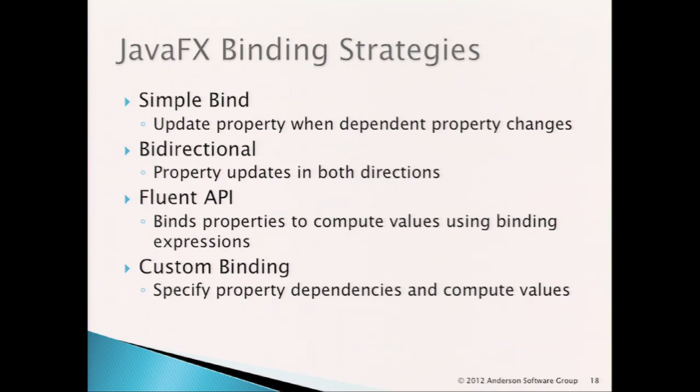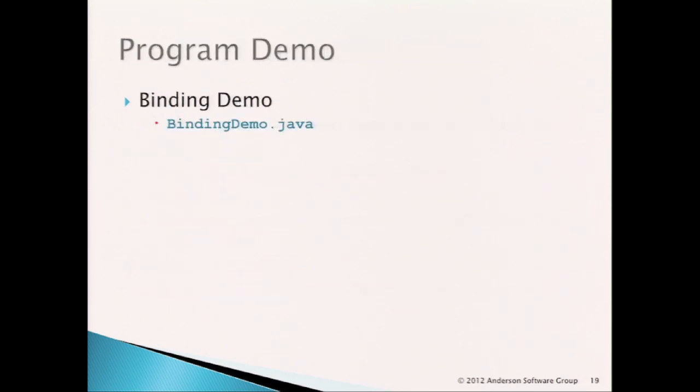You can also bind properties to compute values using built-in binding expressions, and this is called the Fluent API in JavaFX, and we'll show you some examples of that coming up. And then when you just have to have it your own way because there's no other way to do it, you can specify your own custom binder, and then you have a lot of power here. You can specify property dependencies and arrange to have callbacks to a compute value method where you can do whatever you have to do. Okay, so let's show you some examples of these binding strategies now.